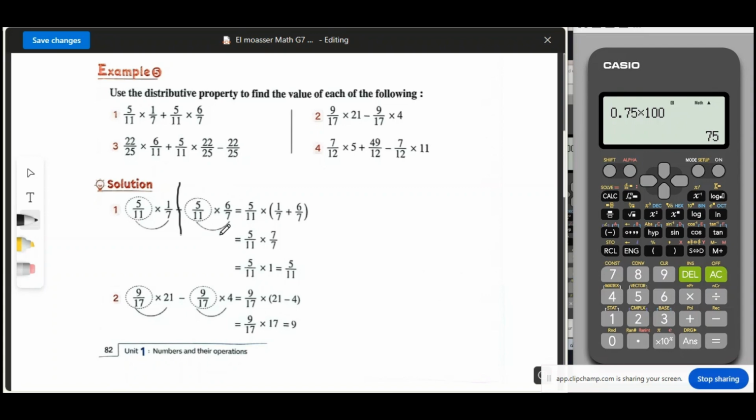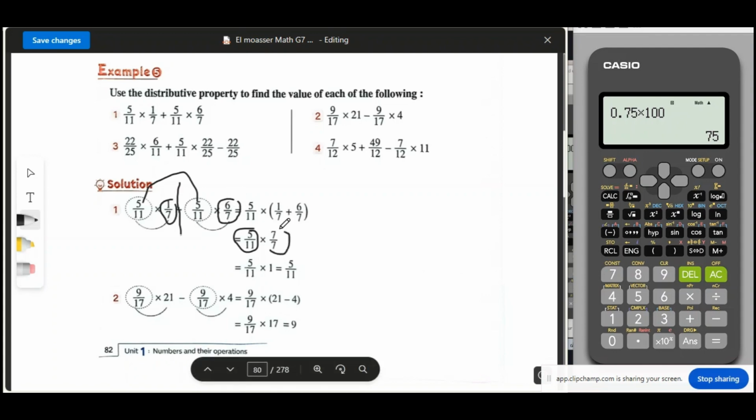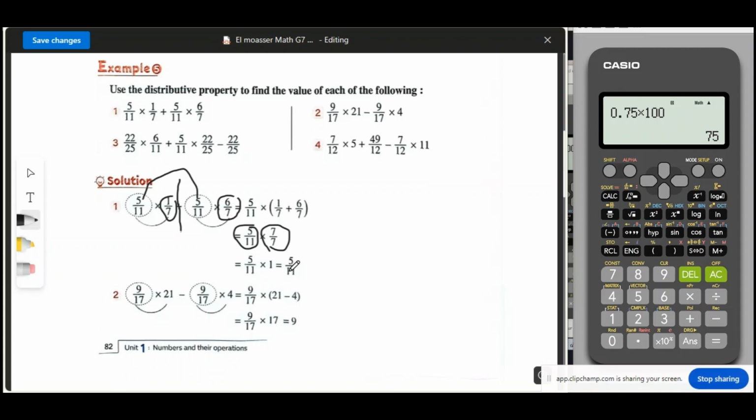Now the distributive property is a bit different. Just type the common number. 5 over 11 is common, right? Type it out, and 1 over 7, just add the plus. Add this and this, so put it beside it. This is the distributive property. It's so easy. So you got it.